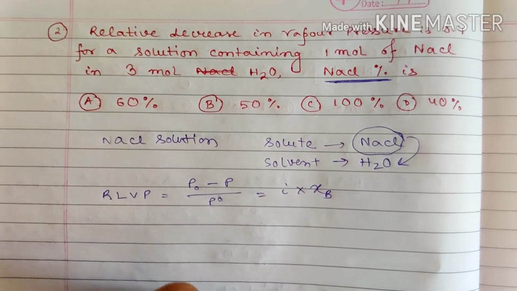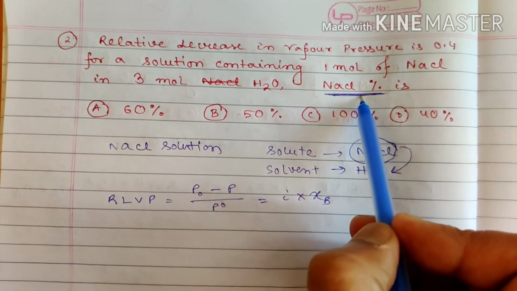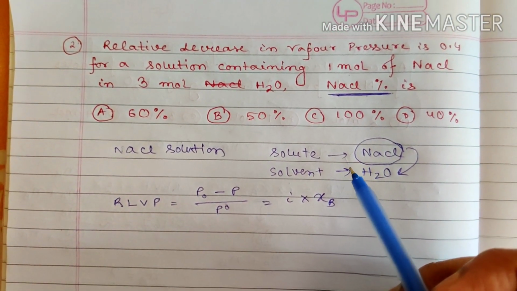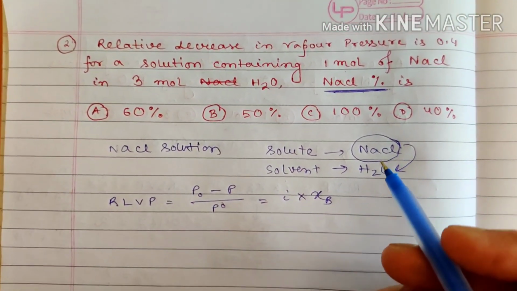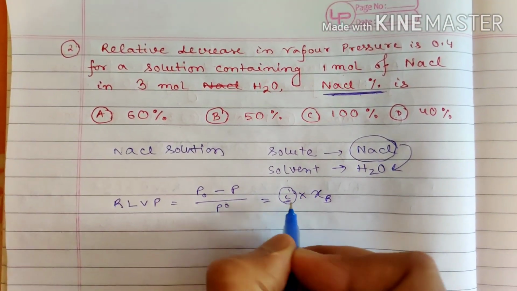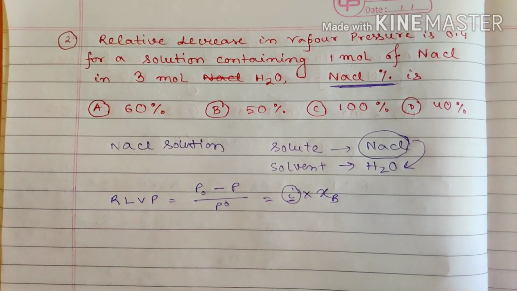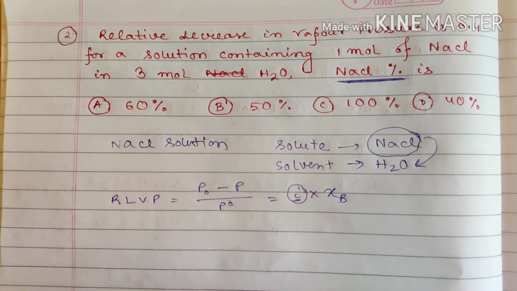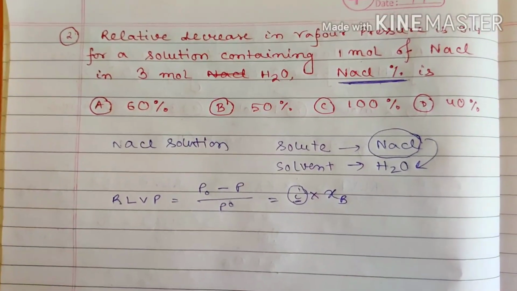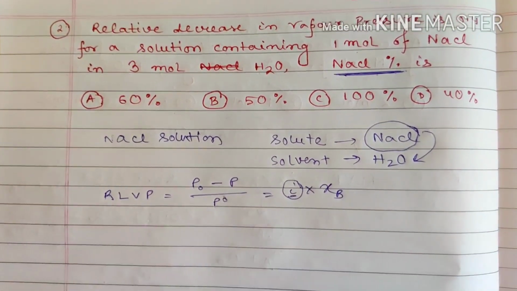Now, how to proceed? The question is the percentage of NaCl. That means how much NaCl is taken in, say, 100 gram of water. So to find it out, let us find out the value of this i. I will decide whether the dissociation has taken place, and if it has, then how much. Because from the value of i, we can find out whether it is association or dissociation. Obviously for NaCl there will be dissociation. How much the dissociation is, from there we can find it out.